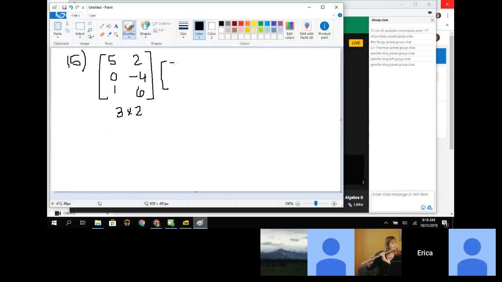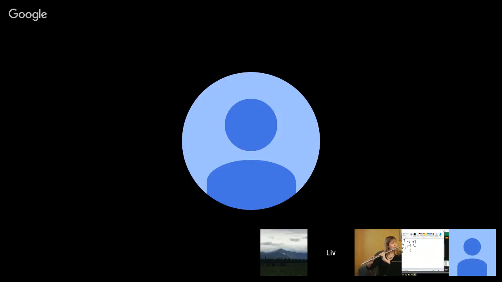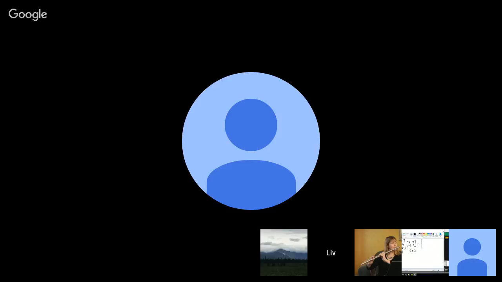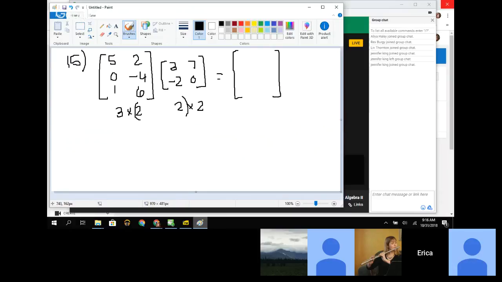And then I have 3, 7, -2, 0. So what size is my second matrix? 2 by 2, right? And so then when I multiply them together, can I multiply them? Yeah, I can because these match up, right? What size is my answer going to be? 3 by 2. Yep, it's going to be a 3 by 2 because I take my outside numbers. Okay.